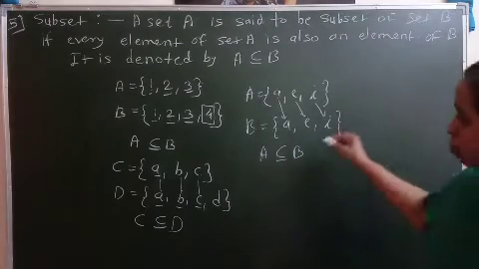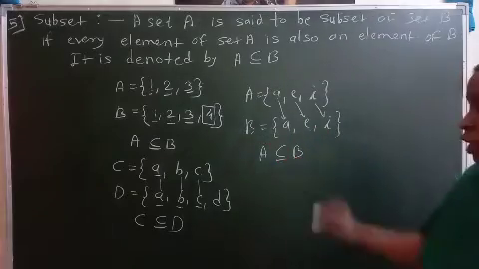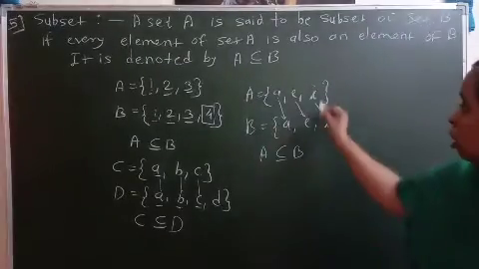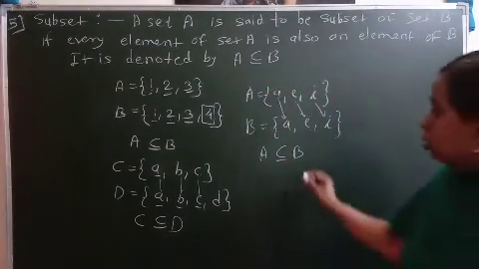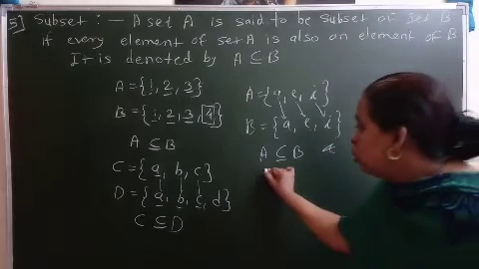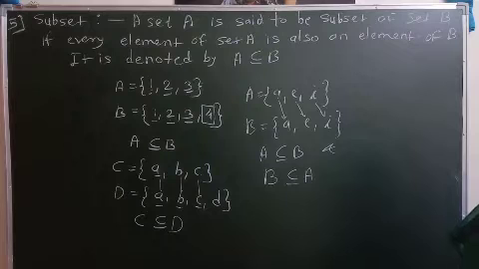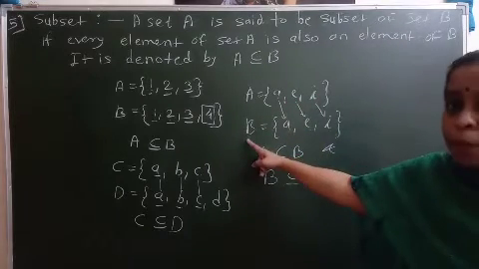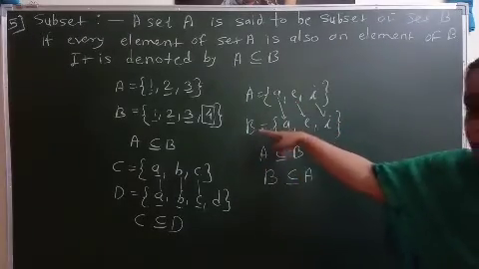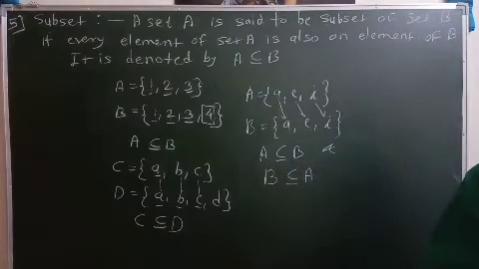Now reverse. A is element of B, E is element of B, I is element of B. Again here A, E, I are also elements of set A. Now you can write like this also. B is subset of A. Is it correct? Every element of set B is an element of set A. So A is subset of B. Similarly, B is subset of A.